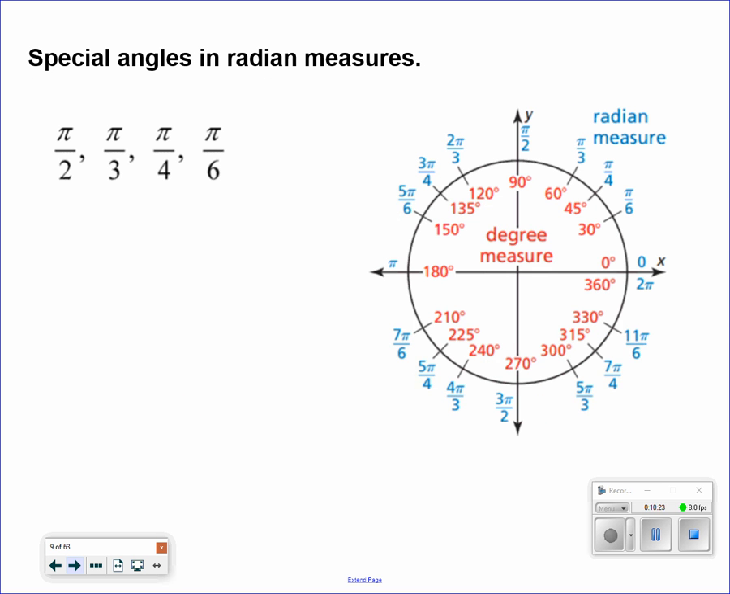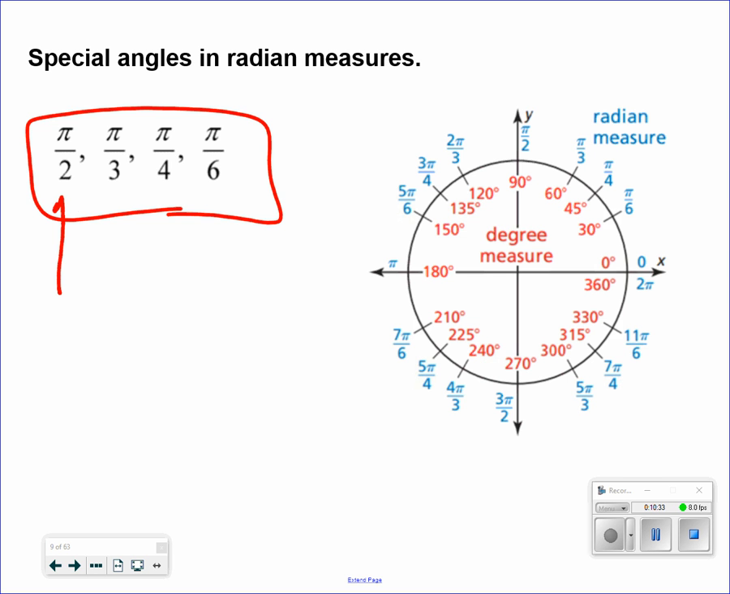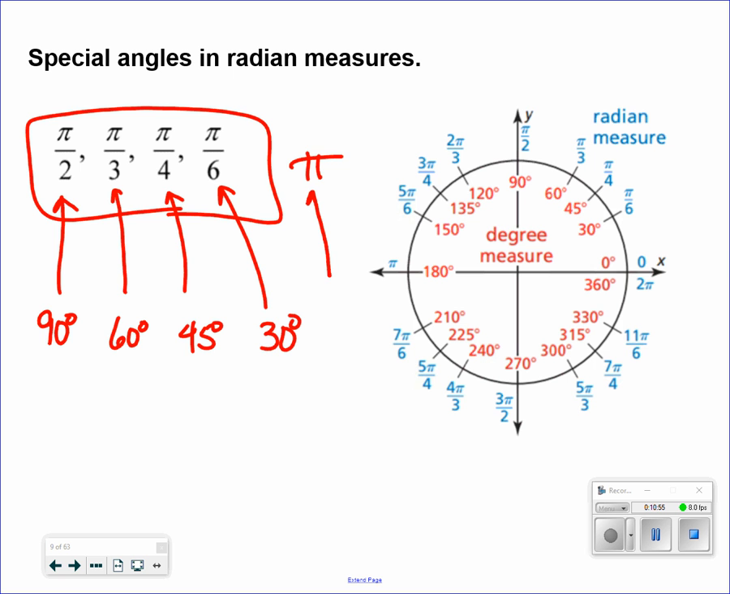Here's the big ones right here. These are what they call the special angles. This is ultimately what you will need to know every single time. Every time you're going pi over 2, this is 90 degrees. Every time you're doing a pi over 3, this is 60 degrees. Every time you got a pi over 4, this is 45 degrees. And every time you got a pi over 6, you're talking about 30 degrees. Now, I might even add one more. Every time you have a pi, you're talking about 180 degrees.